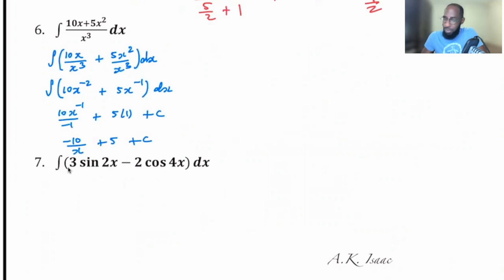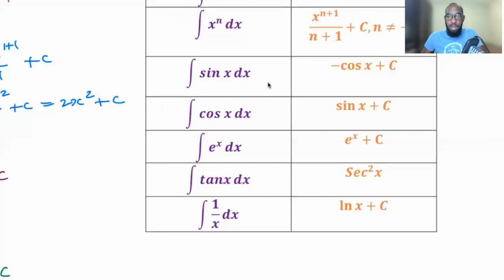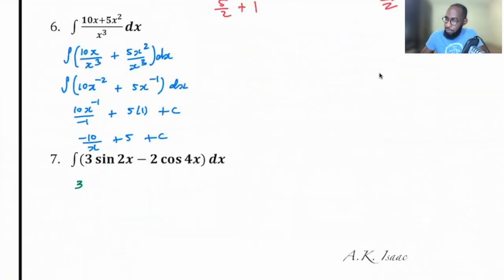So I'm just going to write only 3. Right? The integral of sine 2x. So from our table here, the integral of sine x is negative cos x. So the integral of sine 2x is negative cos 2x. Right? Now we have to deal with this here. So when we differentiate 2x, we will get 2, but that we have to divide. So we divide it by 2.